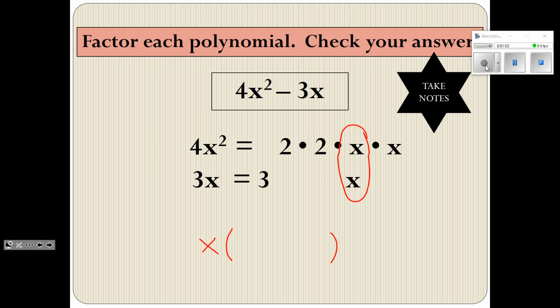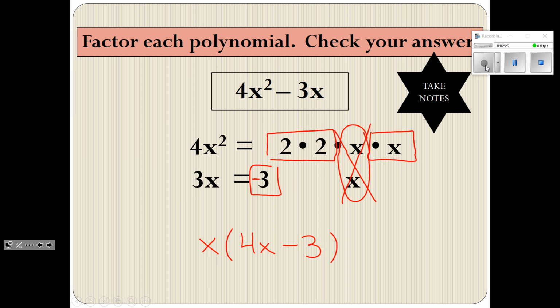Now to figure out what's left, we're going to pull that out and see what's left. So if you look up here at 4x squared, we used the x's, we pulled them out. So what is left? We have 2 times 2 times x left. That is 4x. And down here we had a 3. It was actually a negative 3 that was left. So basically what we're doing is we're finding the greatest common factor. We're finding what they share. We're pulling it out. And then we're asking ourselves what is left behind.